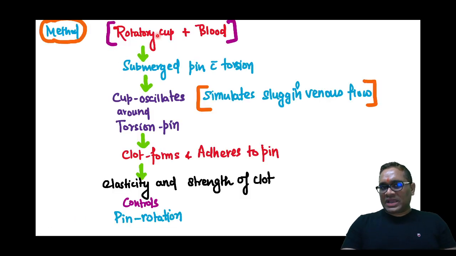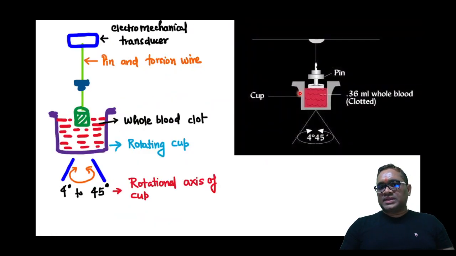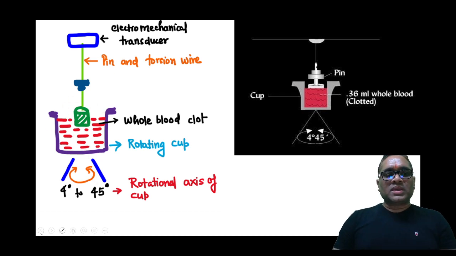So now you can see what I have said in a simple manner. A rotatory cup with the blood, where the pin and torsion are submerged. The cup is oscillating around the torsion pin as I have shown you, and you can see here also a cup with the blood and the torsion pin. This is my handmade diagram, and this is the actual picture, right? Now this cup is going to rotate around this torsion in this whole blood. So what will happen? A clot will be formed.